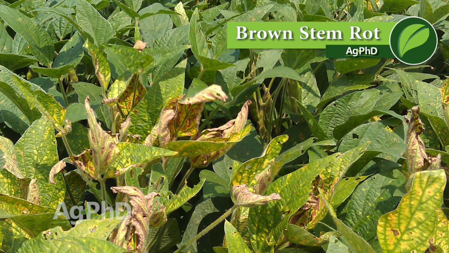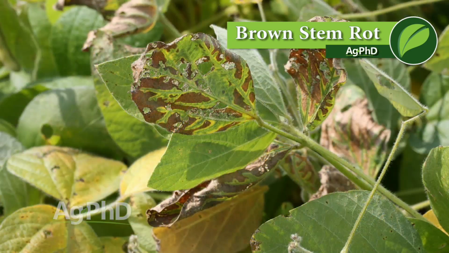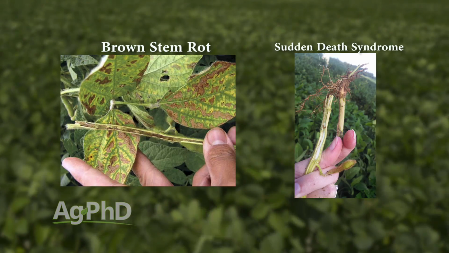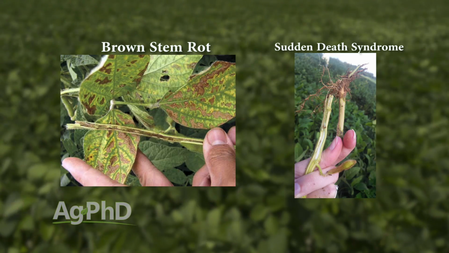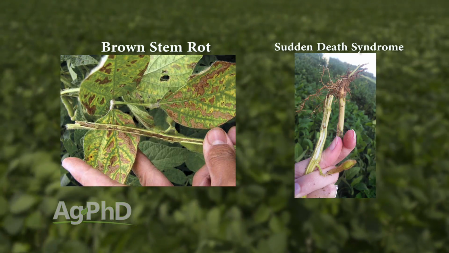Well, brown stem rot is really critical, especially in the northern U.S. when you're doing continuous soybeans. That's a disease that a lot of times gets misdiagnosed as SDS. So the way you can tell in your field is split the stem open. If it's got brown in the pith, it's brown stem rot. If the pith is white, there's a good chance that it's sudden death syndrome. And of course, you can send them into a lab at your local university to get it tested for sure.